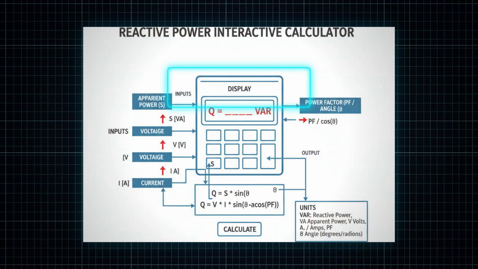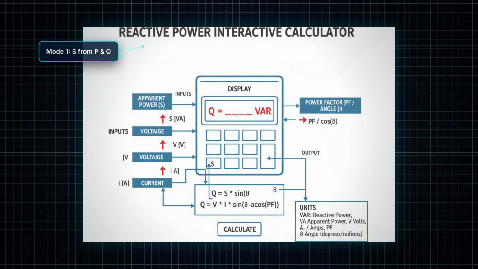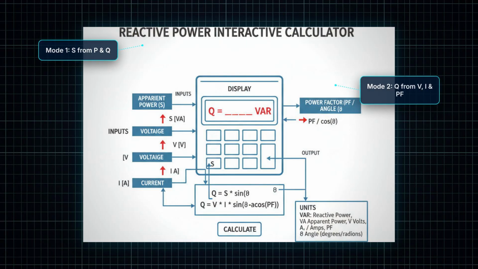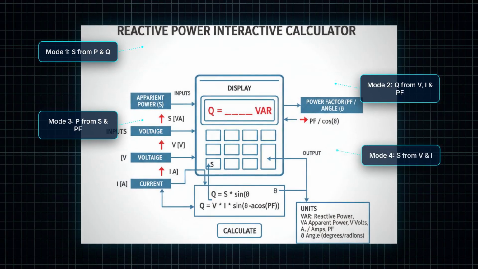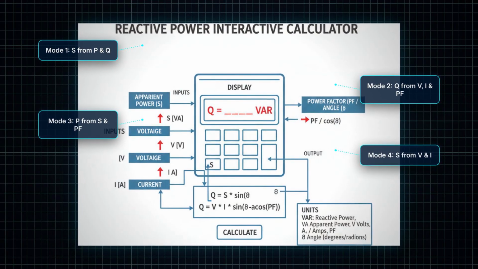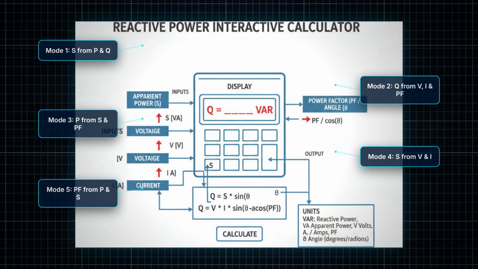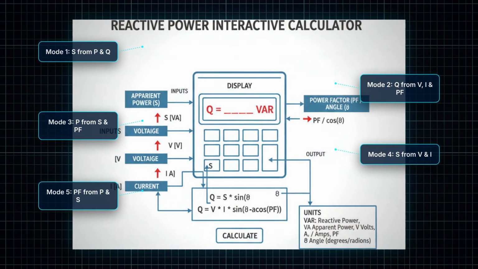You can calculate Q from voltage, current and power factor. Calculate Q from apparent power and real power. Calculate Q from apparent power and power factor. Calculate Q from real power and power factor. Calculate capacitor VAR from voltage and capacitance, or calculate inductor VAR from voltage and inductance.